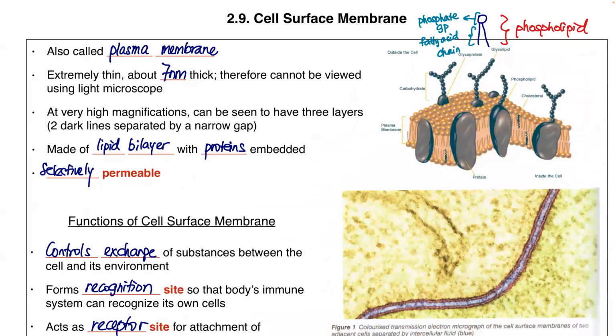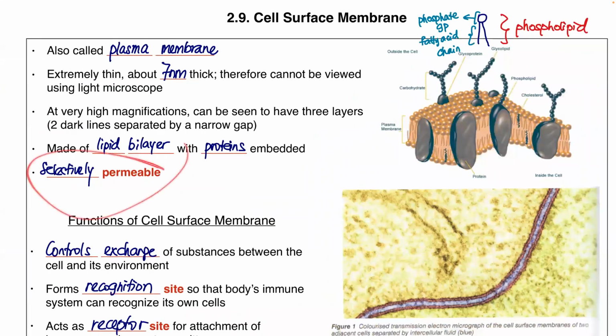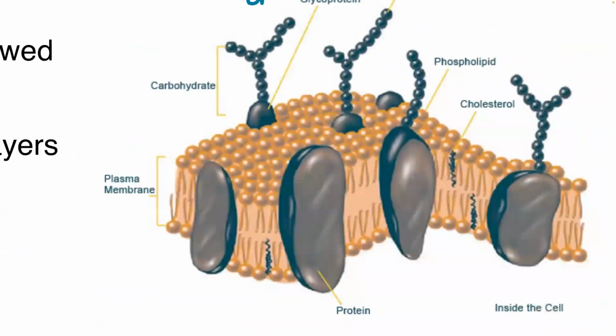This membrane is selectively permeable. By selectively permeable, it means it allows certain things to pass through, but not other things. Anyone has any thought on what can pass through this membrane directly?